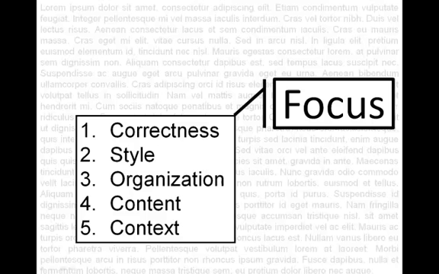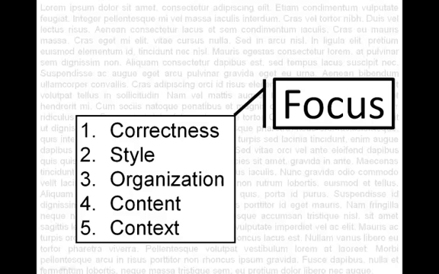There are 5 different types of foci listed down the left-hand side of your rubric. These are correctness, style, organization, content, and context. Correctness is anything viewed in terms of right and wrong. Okay, this is grammar, spelling, punctuation, anything where you see a right way to do something and a wrong way to do something.